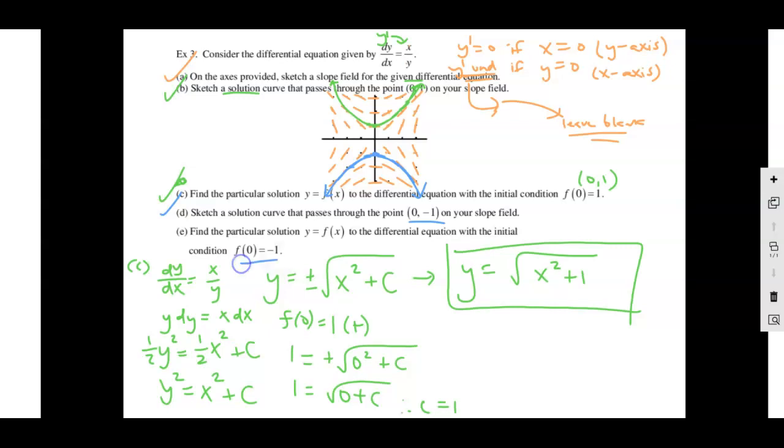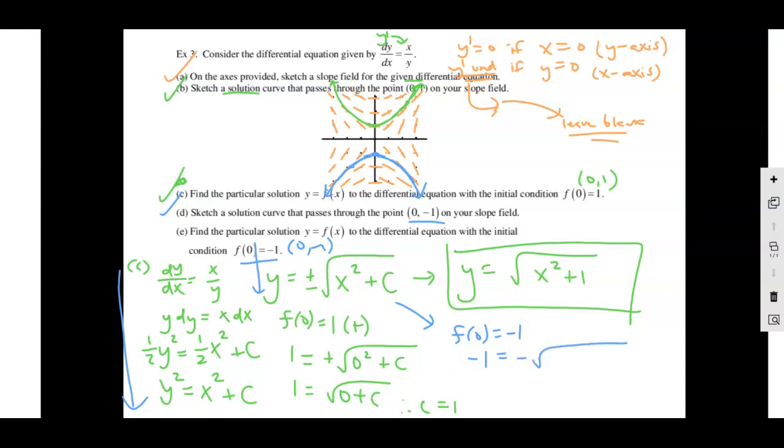All right, let's go through. Let's use this condition, right? It's that same point. Let's solve for C and find this equation. Now, all of this stuff up to this point is the same. The only thing that's going to be different is that now we're going to use f of 0 is -1.